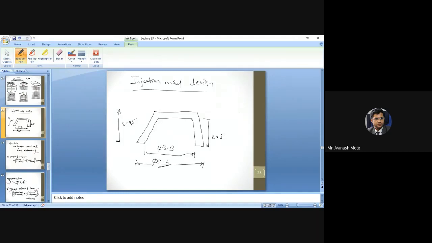Okay, so that's it for today. In the next lecture we will solve one problem using this process, and then we'll conclude this unit.